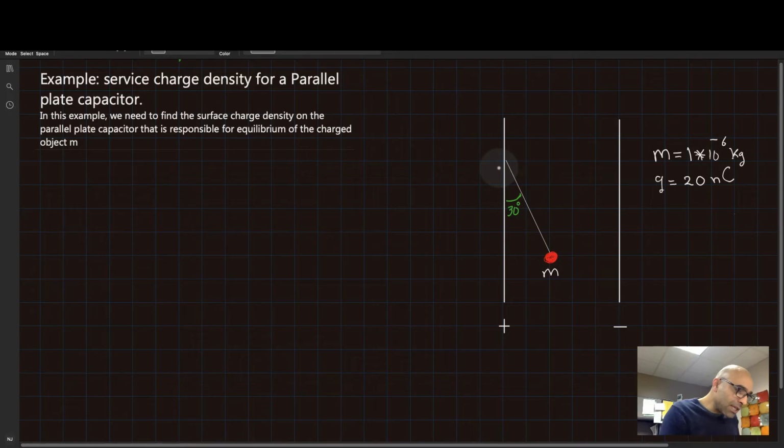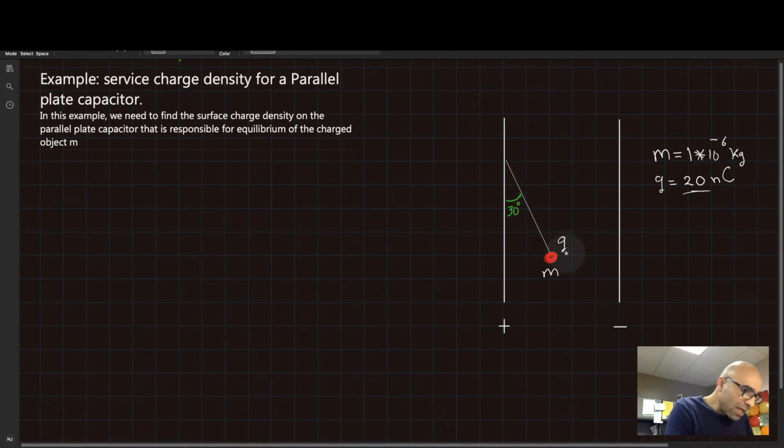So in this example, we have a charged object with a charge Q, and this Q is equal to 20 nanocoulomb, which is 20 times 10 to minus 9 coulomb, and its mass is 1/1,000,000 of a kilogram. So it's a very small, very light object, and it's hung by a very light string, so the string's mass is even smaller, so it doesn't matter too much.